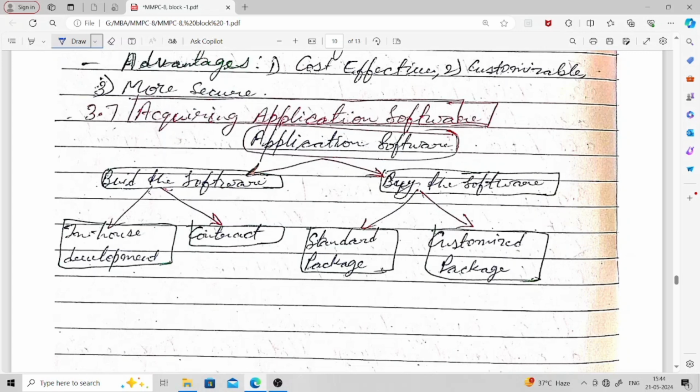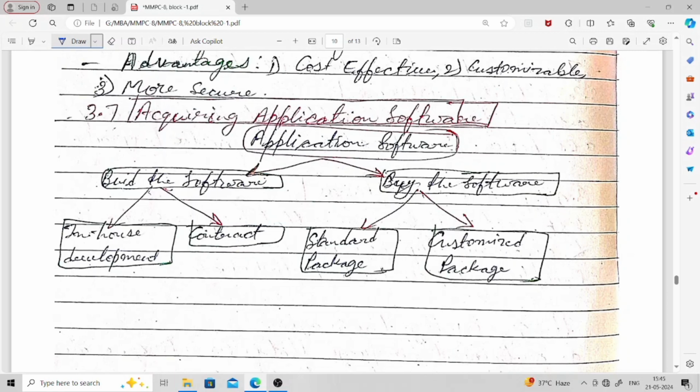The next point given is acquiring application software. Application software can be acquired in two ways: build the software or buy the software. It depends on the cost and your requirement. If for your requirement softwares are available in the market, then you can directly buy for your purpose by paying some amount of money.